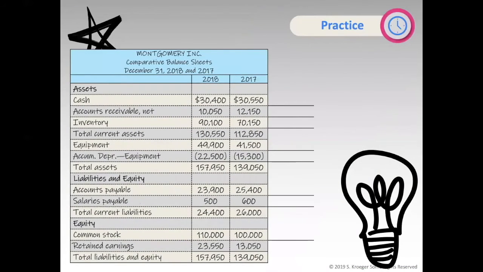On this slide, I have just the balance sheet and an additional column to write in the change from last year to this year. For example, the cash had $30,550 last year, but now has $30,400 this year. What happened from last year to this year? It decreased by $150. All you need to do is to take the current year amount and subtract the prior year amount. I'm going to put these numbers in for you. You can always pause this video to write these numbers down.